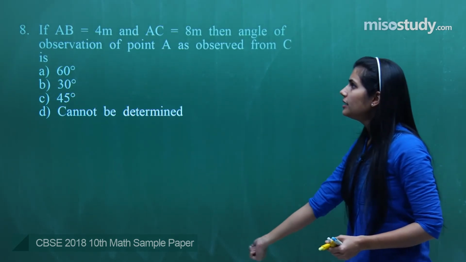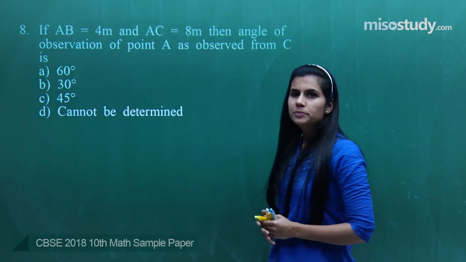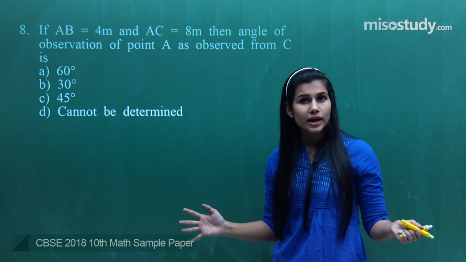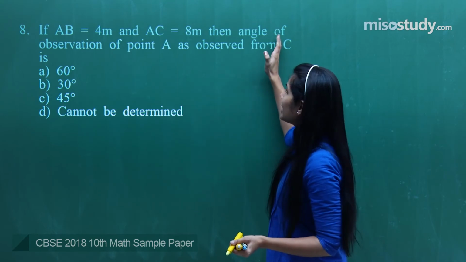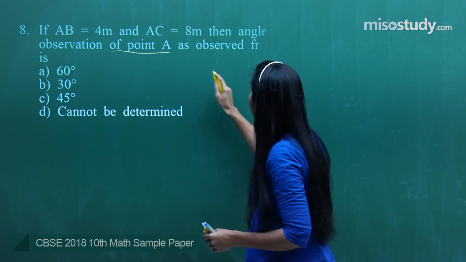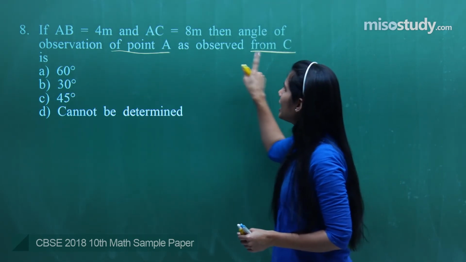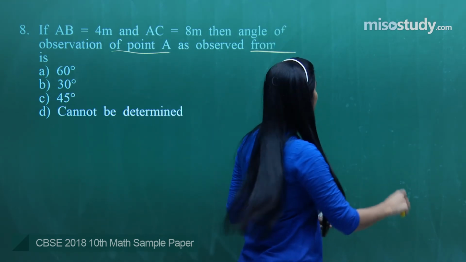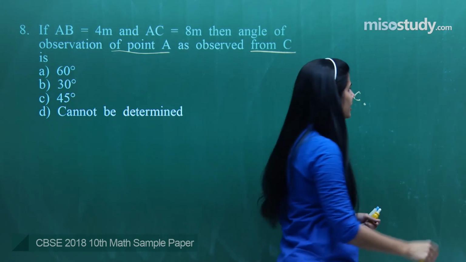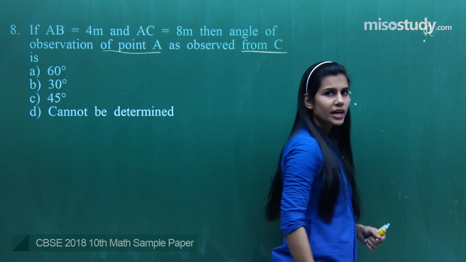Okay, so it is saying if AB is 4 meters and AC is 8 meters. Now where is A, where is B, where is C, I don't know. Let's further read the question to find that out. Then the angle of observation of the point A as observed from the point C. So from the point C I am observing point A. So point C is sitting as the point of observation, and somewhere above point A is sitting as the object.